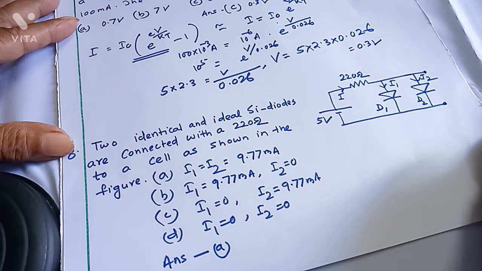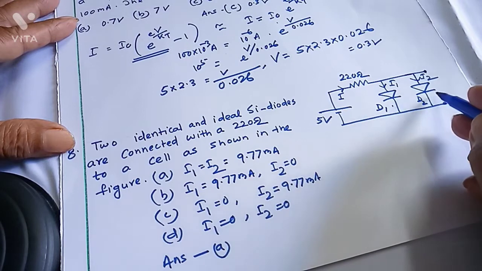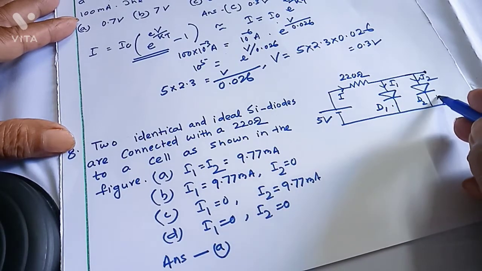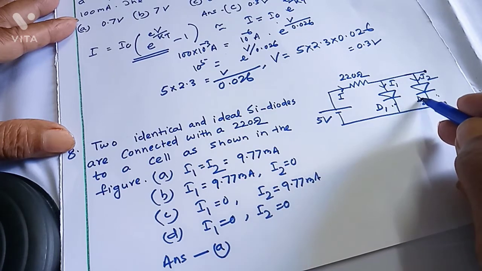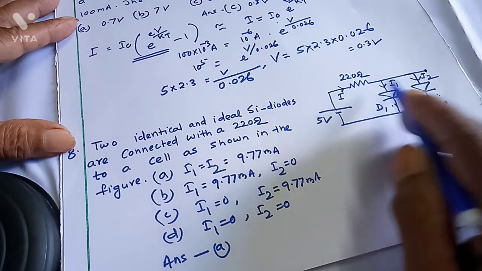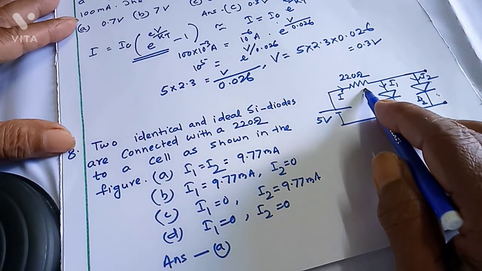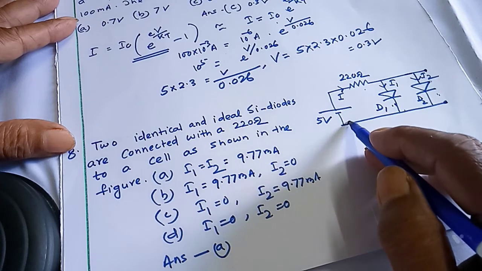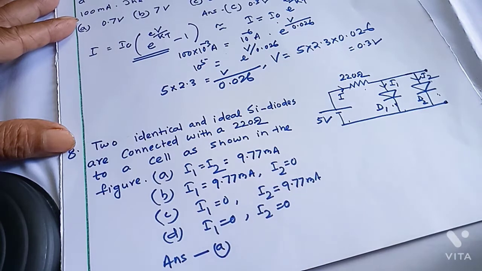to a cell as shown in the figure. These are junction diodes. Their being ideal means reverse resistance is infinite, that is when it is reverse biased it has infinite resistance, and when it is forward biased it has zero resistance. Now these two diodes are connected through a resistor of 220 ohm to a cell source of EMF 5 volt. Now what happens?